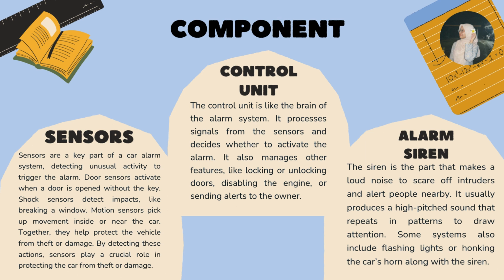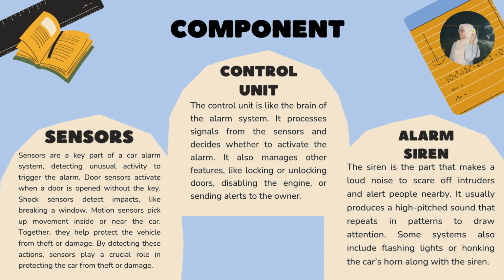Sensors are a key part of a car alarm system, detecting unusual activity to trigger the alarm. We have three sensors overall: door sensors, shock sensors, and motion sensors. First, door sensors activate when a door is opened without the key.